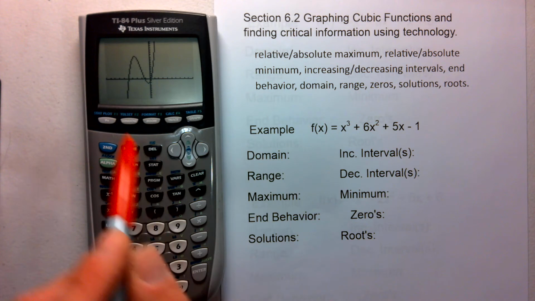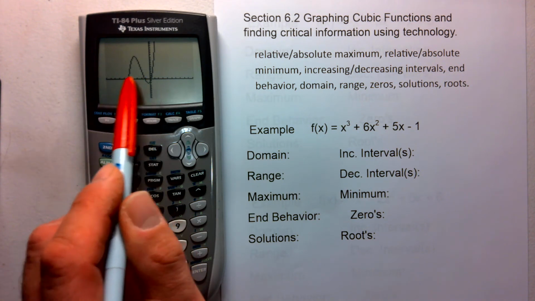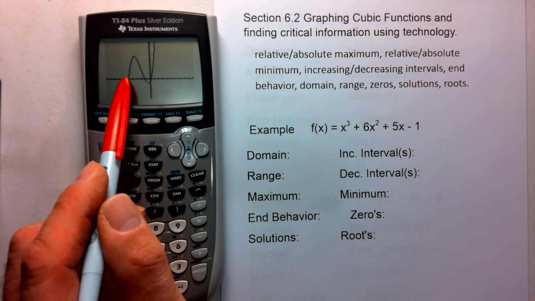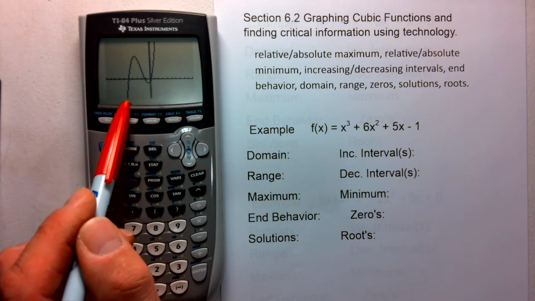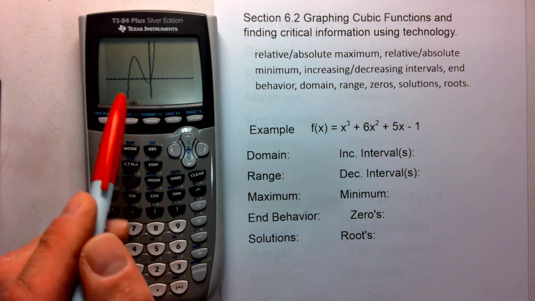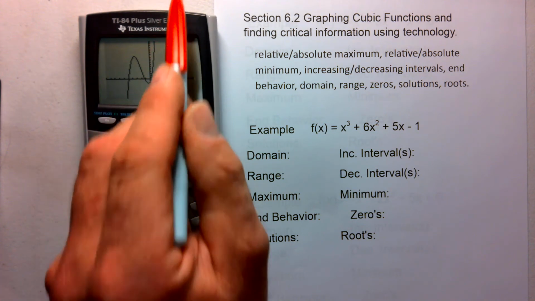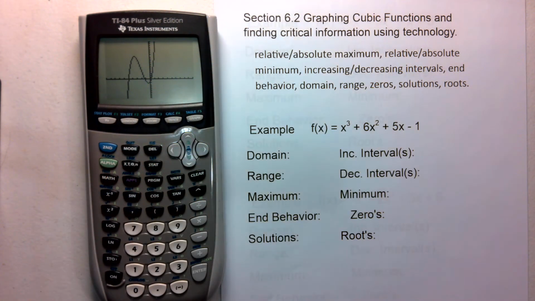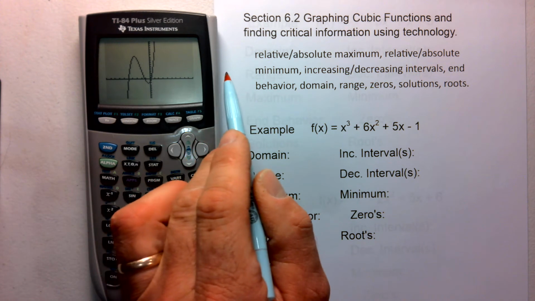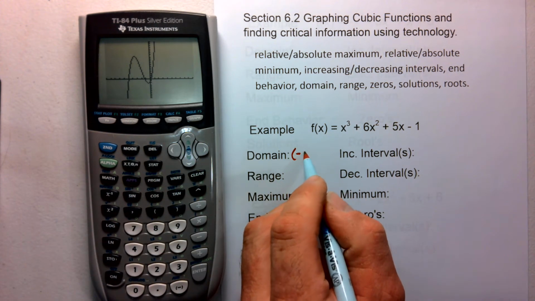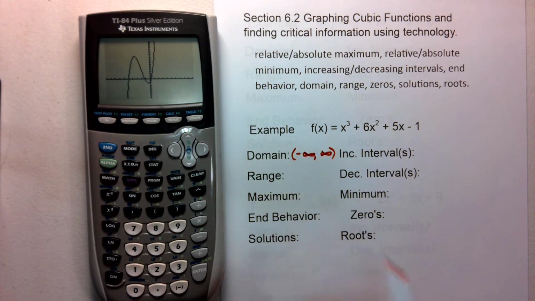So the domain of this function, if I wanted to graph this entire function, notice this branch here is going to come down forever and ever, and it's going to work its way out. This part here is coming up, and it's going to continue to go up forever and ever. So our domain for this function is negative infinity to infinity.